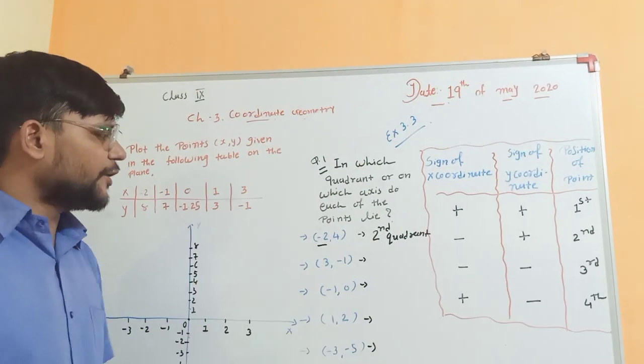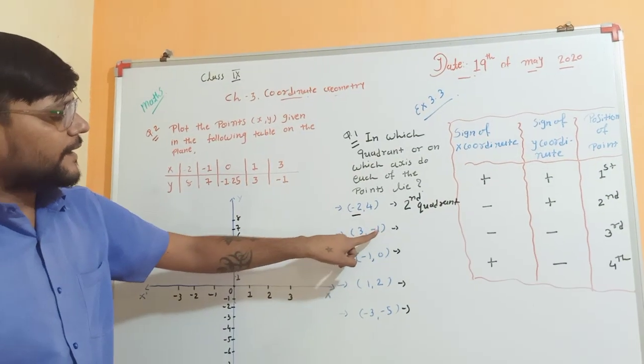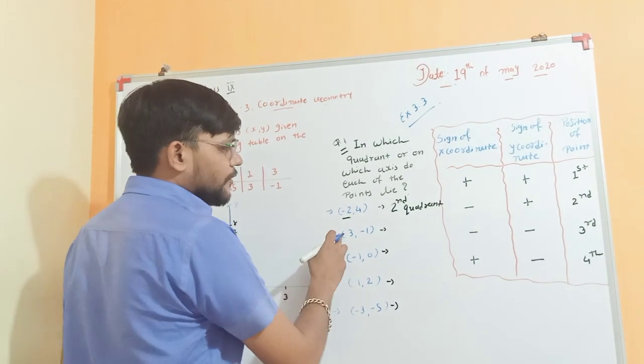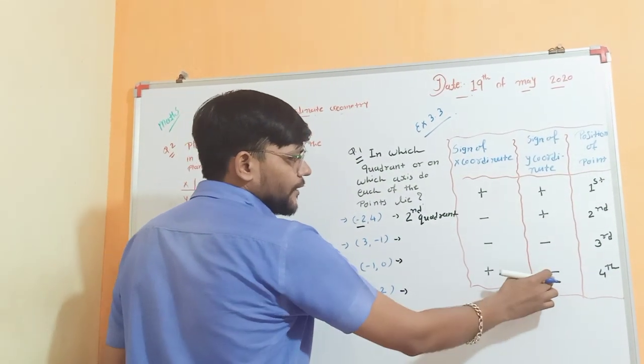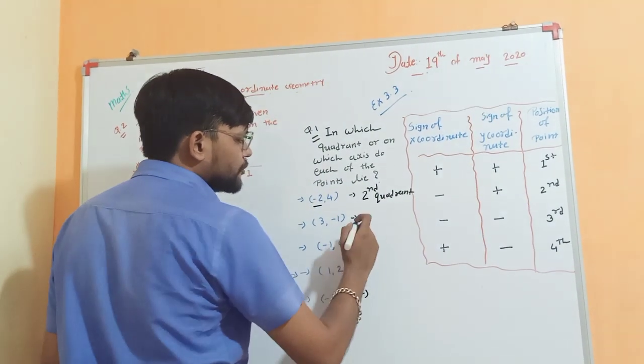Same is the next point. Here the sign of the x coordinate is plus and sign of the y coordinate is negative. Right? That means the x coordinate is positive, y coordinate is negative. So it should be located in the fourth quadrant.